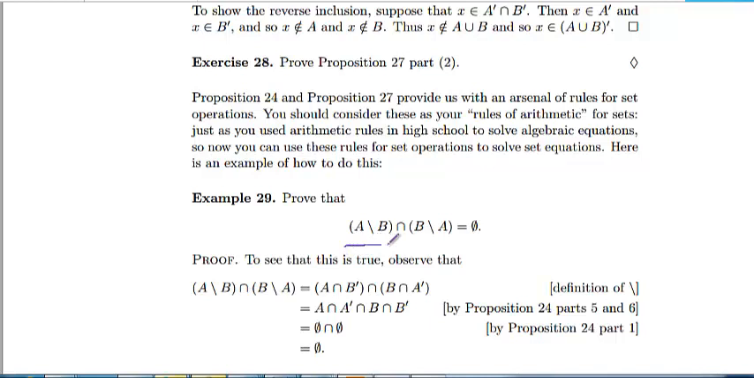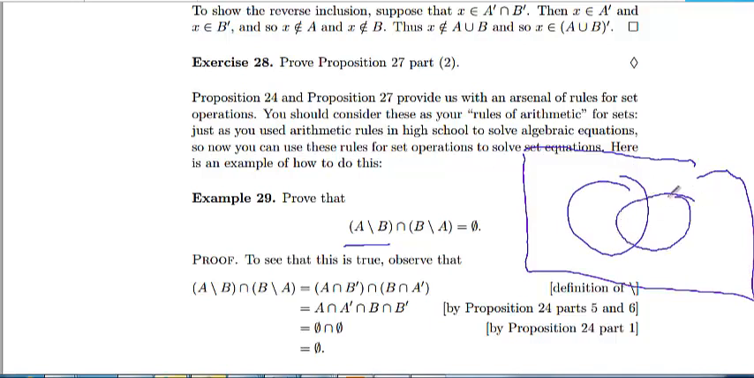So follow this along. This says that A set difference B, intersect B set difference A, is empty. Now it does help sometimes to draw set diagrams to see where you're going here. So if you have A and B like this, what is A not B? Well, A not B is this part here. B not A is this part here. So A not B is A without the intersection of A and B. B not A is B without the intersection of A and B. So they don't have any intersection.